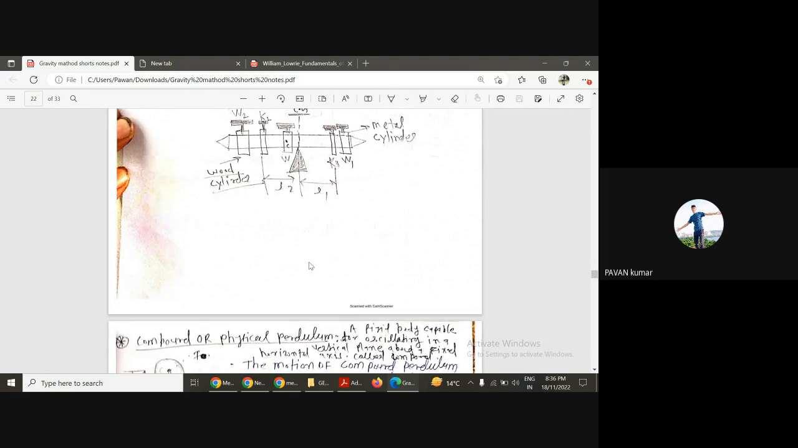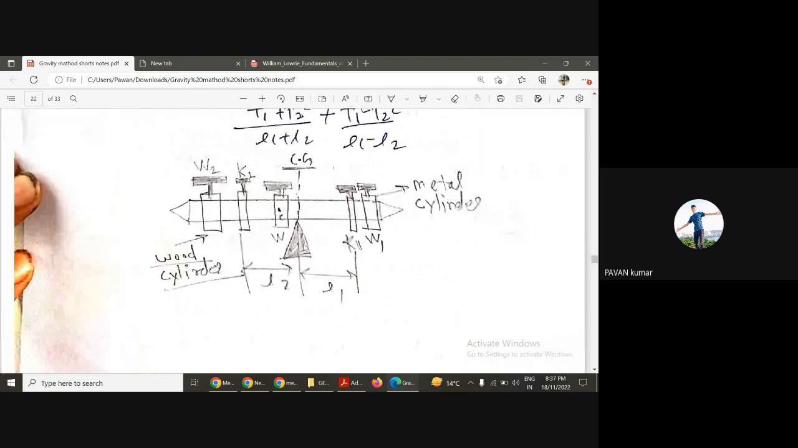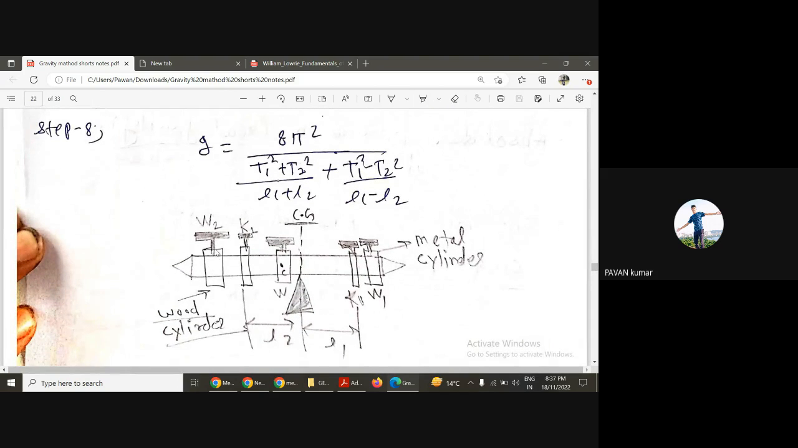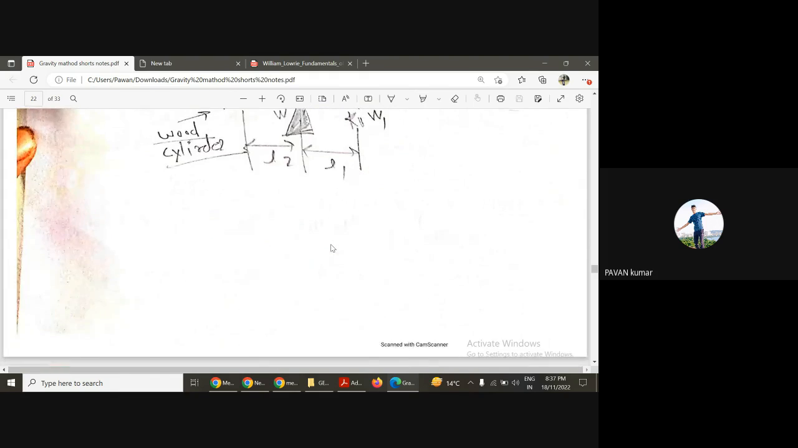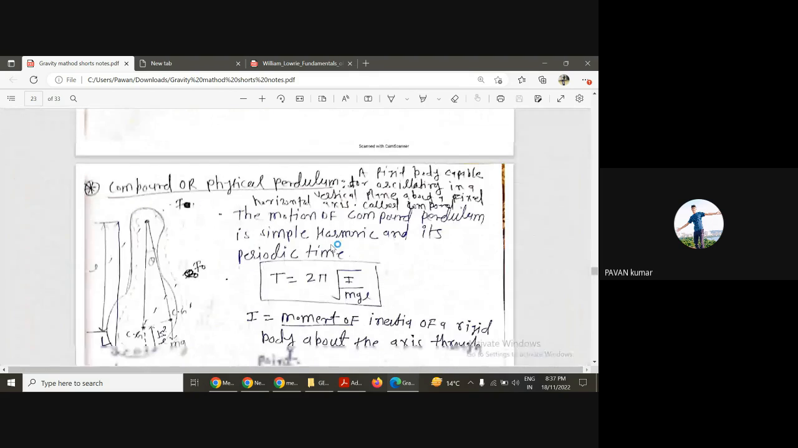This is the diagram for Henry Kater. We have two blocks. One is the wood block, another is the metal block. We represent them as W2 and W1. This is the knife edge, and this is the weight for measuring the center of mass of the rod. Once we obtain the time period for the wood block, and another time period for the metal block, we compare both and put the values in this formula, and we obtain the gravity at a particular point. This is the Henry Kater pendulum for measuring the absolute gravity.